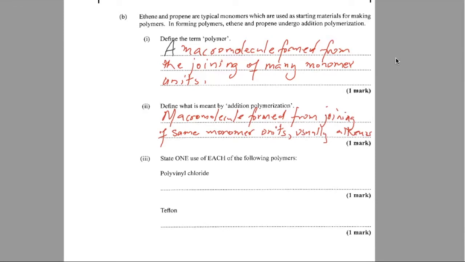So it's a macromolecule formed from the joining of the same monomer units, and these monomer units are usually alkenes. State one use of each of the following polymers. Polyvinyl chloride, aka PVC, we can just say used to make pipes or electrical conduits.